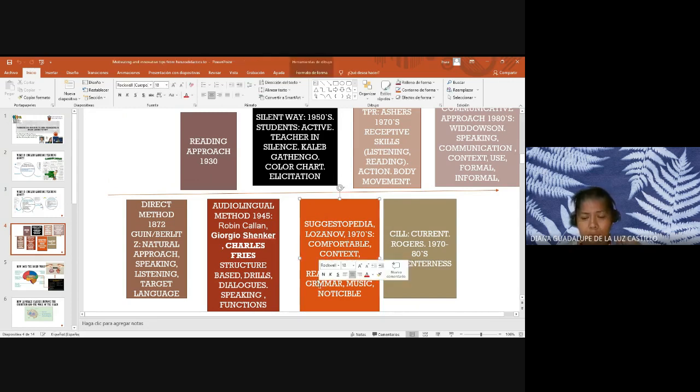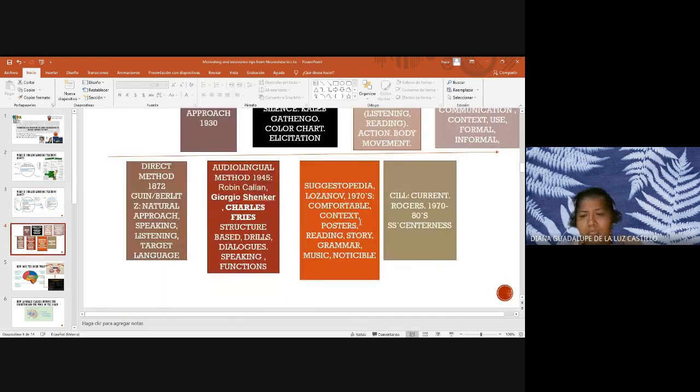People had to read and know about grammar and music and noticeable aspects of a language, with emphasis on the context and the storytelling. TPR, that is total physical response, was a method that was about listening, listening to the teacher and acting out with the body what the teacher was saying. The language approaches that are being used nowadays are referred to communication and to student-centeredness.